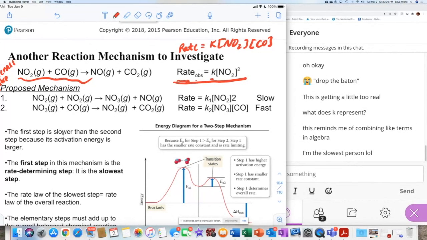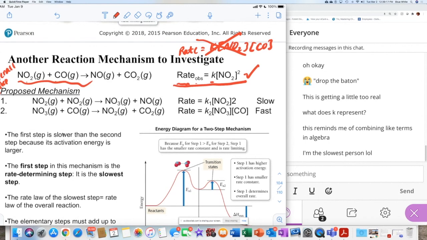Right? So I'm looking right here. Remember, this is not correct. This is the correct one. So how did we get to this? You have to examine it step by step. We're being told this reaction occurs in two steps.